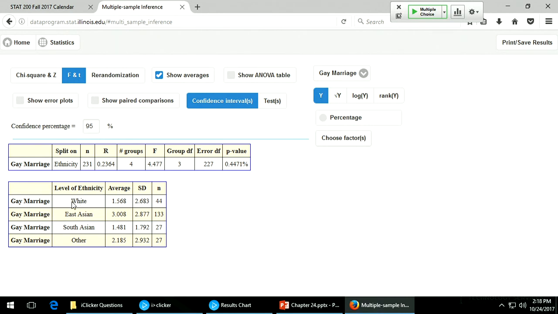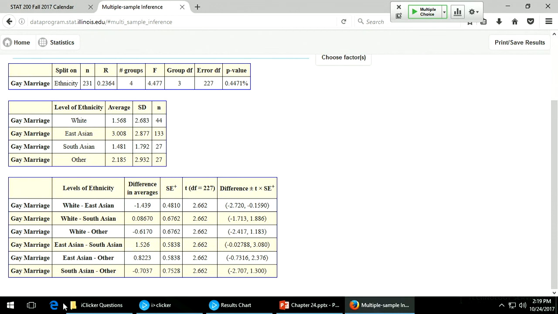You could compare whites to East Asians, South Asians, and others, right? And if we're just doing pairwise comparisons, there's going to be 4 times 3 comparisons. And if we don't care about the direction, it will be 4 times 3 divided by 2. So there's 6 of them if we don't care about the direction. Which ones do you think are significant?